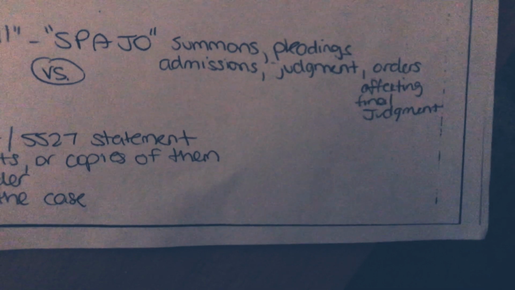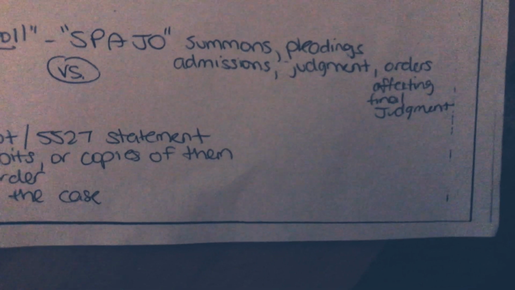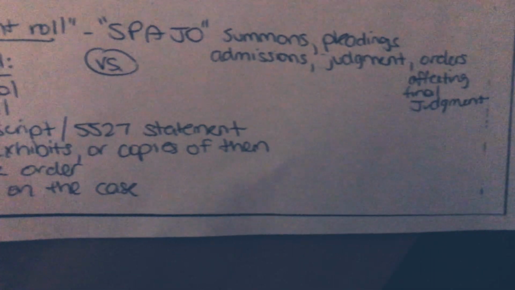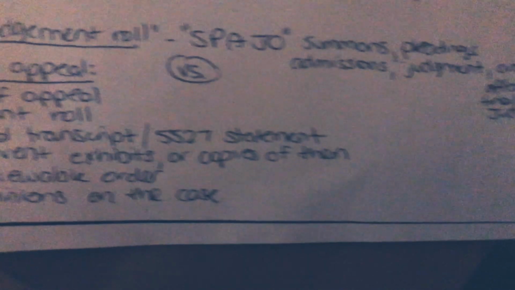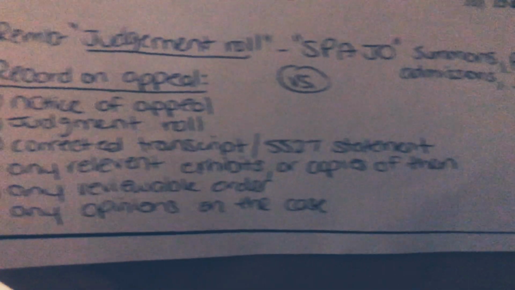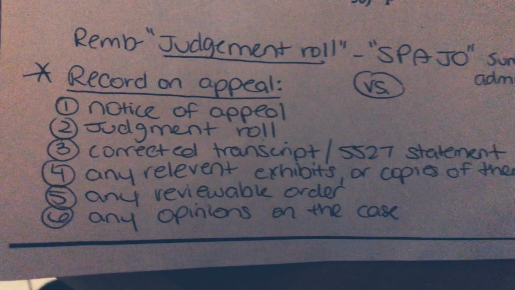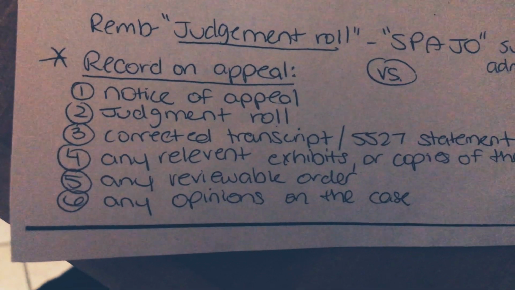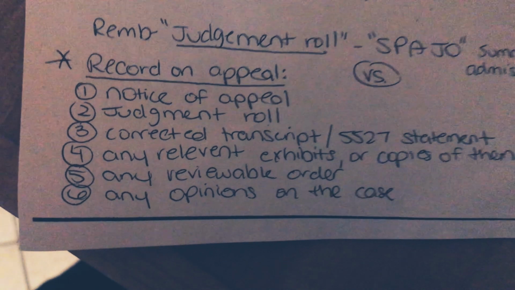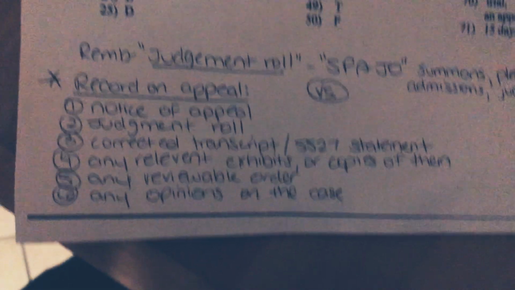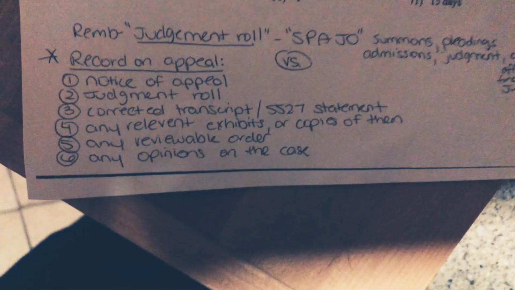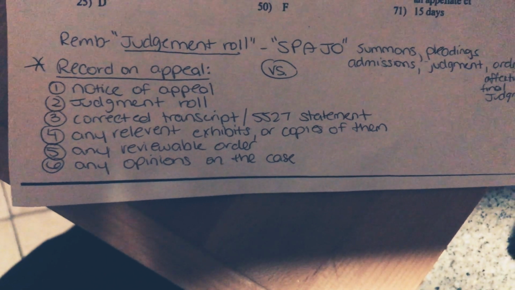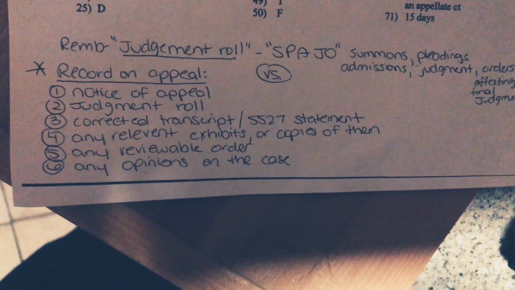And then there's the record on appeal. So this is the judgment roll versus the record on appeal. What is the record on appeal? This question was on my one test in some way. 1, the notice of appeal. 2, the judgment roll. 3, the corrected transcript or the 5527 statement, which is a statement in lieu of record on appeal. 4, any relevant exhibits or copies of them. 5, any reviewable order. And 6, any opinions on the case.